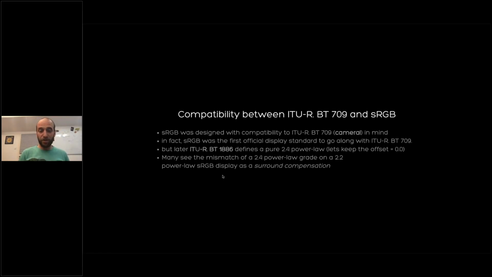Many see the mismatch of a 2.4 power law grade, like an image I've mastered in a dim surround on a monitor, where I then just take that image and stream it on a 2.2 power law sRGB display, and there's a mismatch. This 1.1 gamma mismatch is what I'm going to use for the surround compensation, because we expect that sRGB is a little bit brighter than the grading bay, and that mismatch actually is the surround compensation. And it seems to work because a lot of people are reusing their video masters for sRGB or for bright surround.